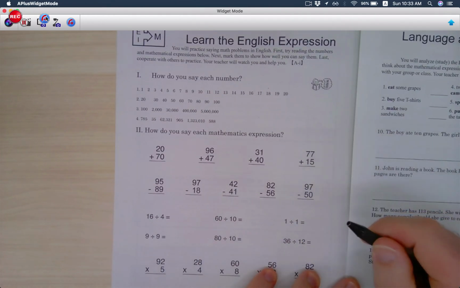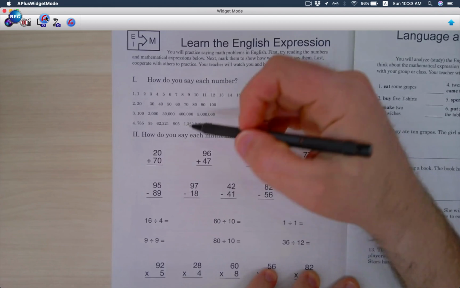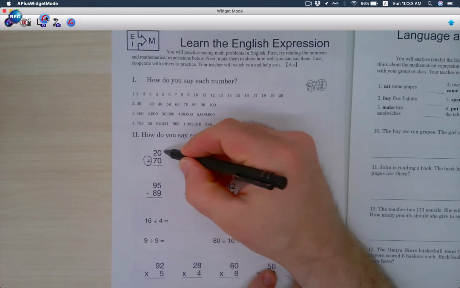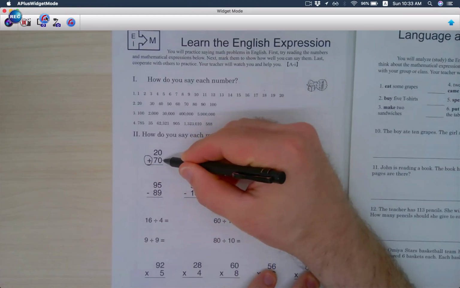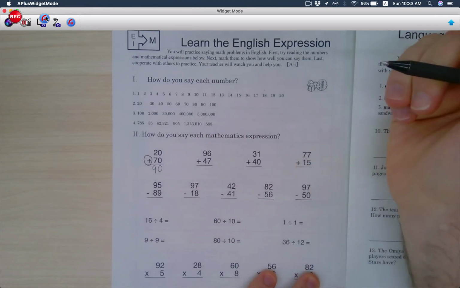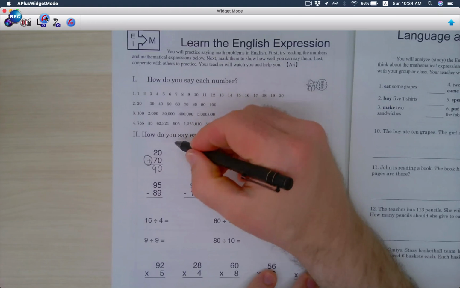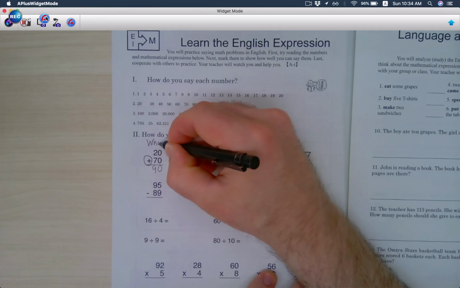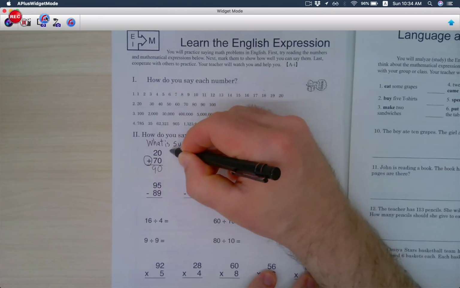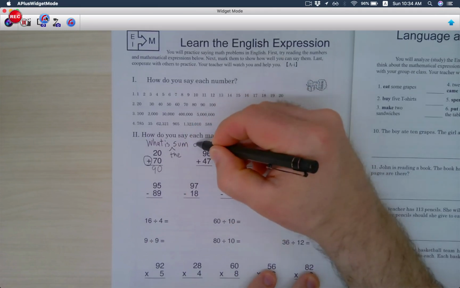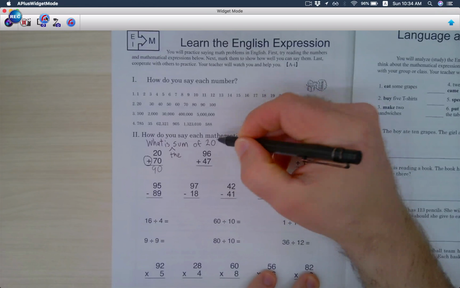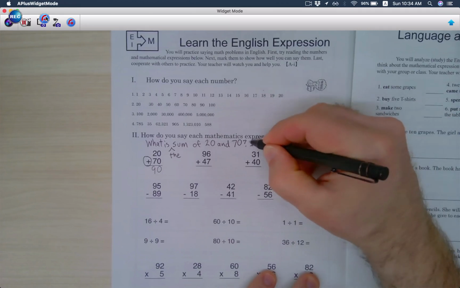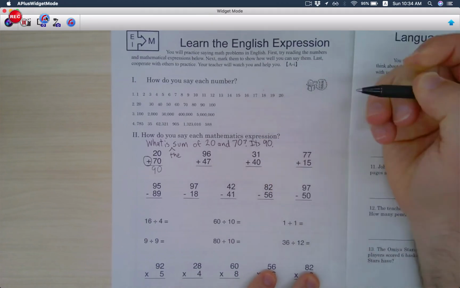We learned that addition can be said in several ways. First, we could say 20 plus 70 equals 90. We also learned how to use the word sum. We could ask, what is the sum of 20 and 70? It's 90. So we can use the word sum.